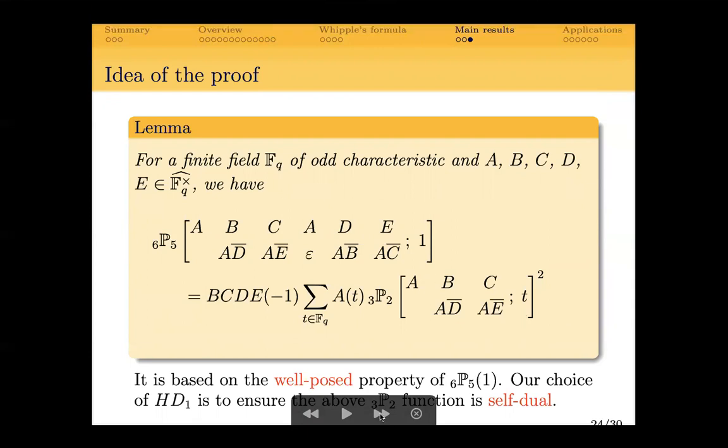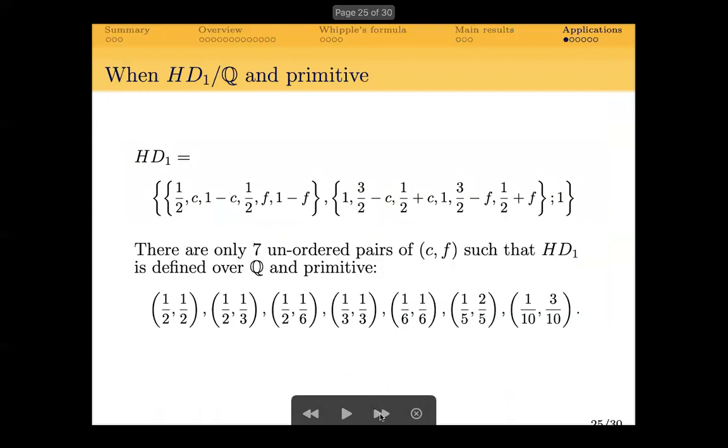Okay, so now let me go quickly. Then we go further because eventually what we want is what you have mentioned: whether there is automorphy and so on. So that's also one of our main interests anyway. And so we specialize further. The previous theorem is for any CNF, and now we would like the hypergeometric data to be defined over Q.